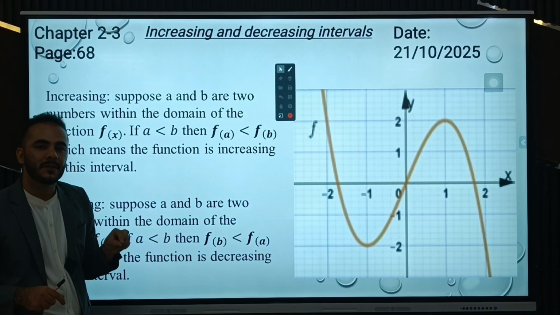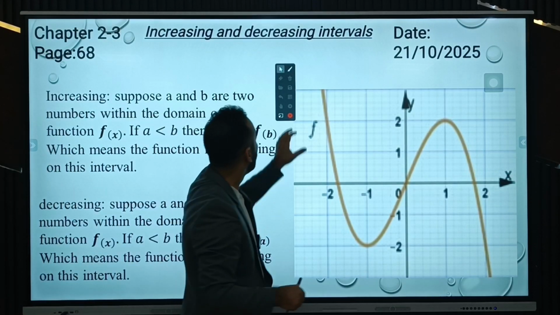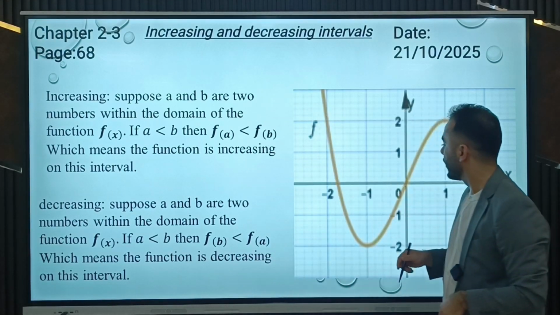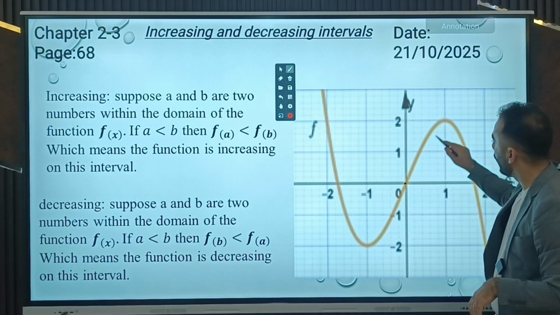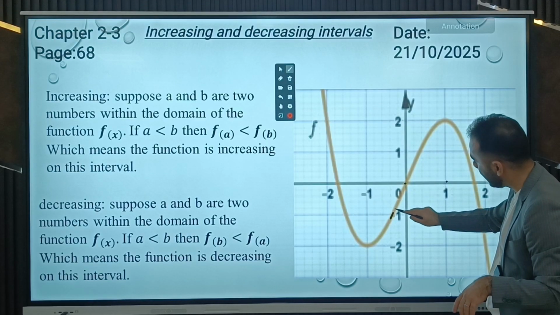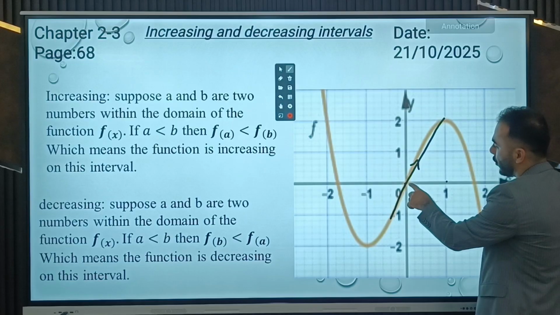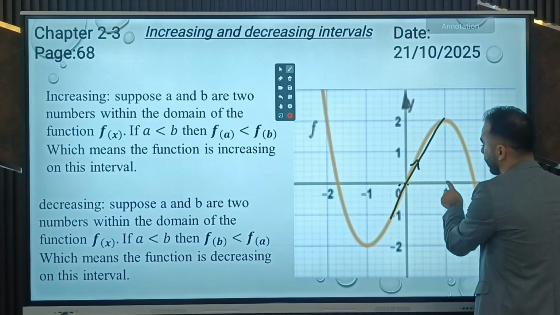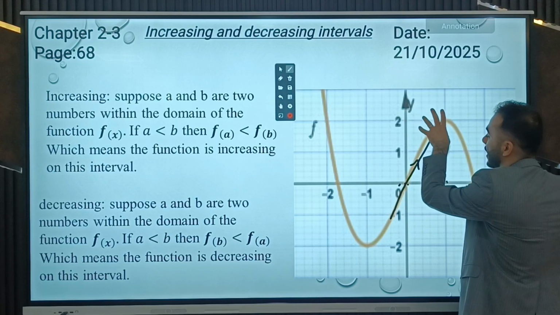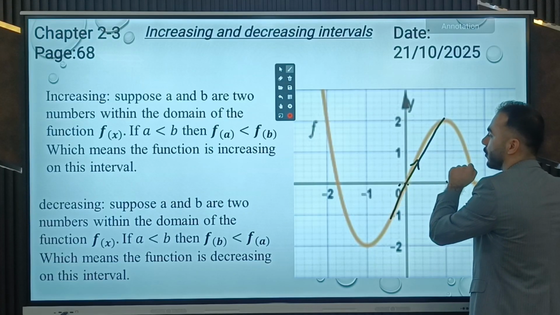Just like here, let's try it here, as we already did 0 and 1. So it was increasing. As you can see from left to right, it's increasing. Since it's increasing, look, f of 0 was 0, f of 1 is equal to 2. 1 is greater than 0, and also f of 1 is greater than f of 0. So the function in that interval is going to be increasing.